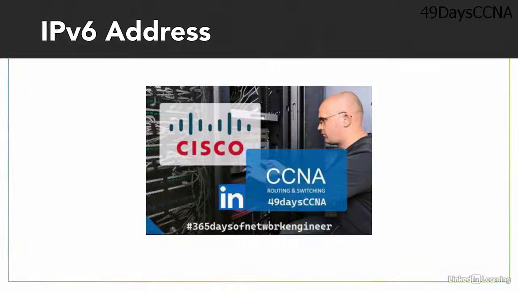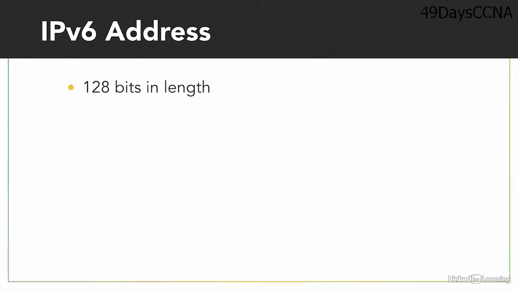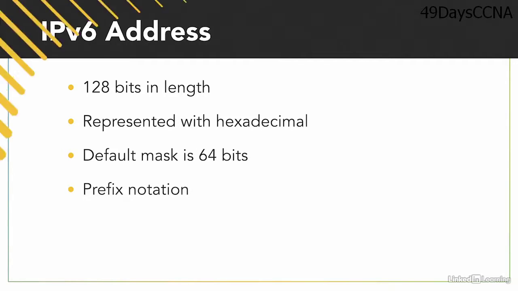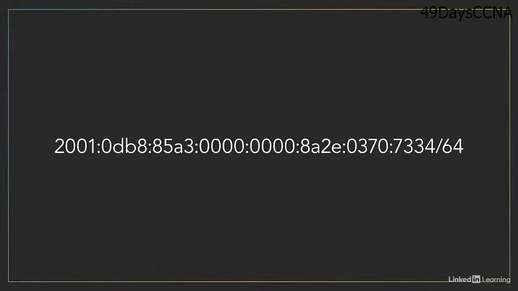Remember, the IPv6 address is 128 bits in length, and it's represented with hexadecimal. By default, the mask is 64 bits, and we use prefix notation in order to represent it. Here's an example of an IPv6 address and mask. Notice this address, even with the use of hexadecimal for the presentation of the address, it's still a bit cumbersome.